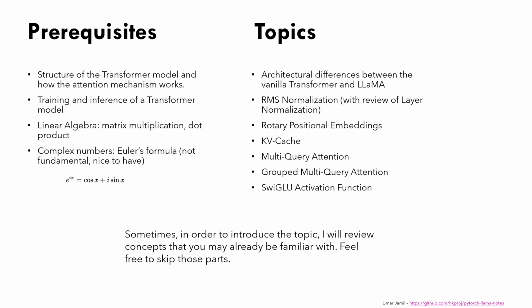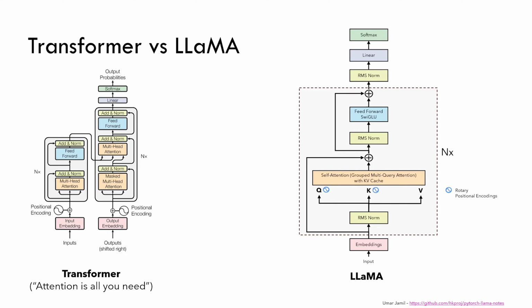I also take for granted that you have some basic linear algebra knowledge, such as matrix multiplication and the dot product. And because we will be using rotary positional embeddings, some knowledge about complex numbers helps, even if it's not fundamental. If you don't remember complex numbers or Euler's formula, it doesn't matter. You will understand the concept, not the math. Sometimes I will be reviewing topics that you may already be familiar with, so feel free to skip those parts. Let's start our journey by reviewing the architectural differences between the vanilla transformer and LLaMA.